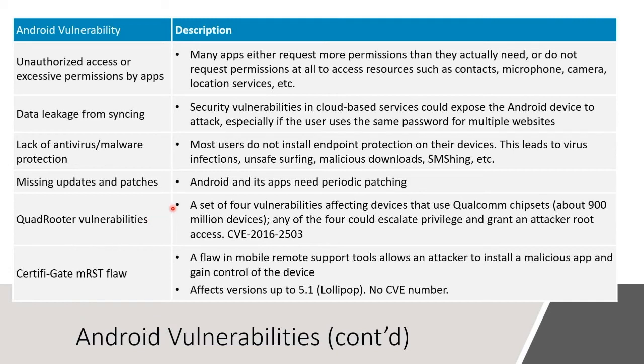There are 4 common vulnerabilities that affect the Qualcomm chipsets. Now that's almost 1 billion Android devices. Any of the 4 could escalate privilege and grant an attacker root access. These are the so-called quadrooter vulnerabilities. You can look this up by its CVE number here.